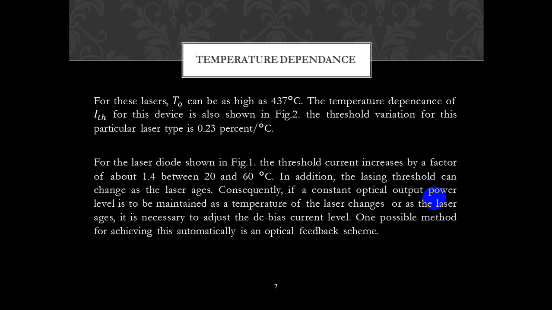For the laser diode shown in figure 1, the threshold current increases by a factor of about 1.4 between 20 and 60 degrees centigrade. In addition, the lasing threshold can change as the laser ages. Consequently, if a constant optical output power level is to be maintained as the temperature of the laser changes or as the laser ages, it is necessary to adjust the DC bias current level. One possible method for achieving this automatically is an optical feedback scheme.